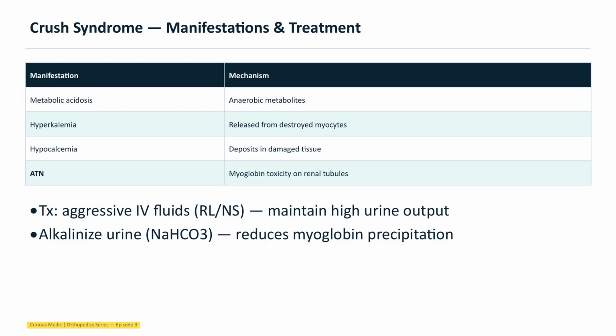The Gustilo-Anderson Classification tells you how dangerous the fracture is. The MES score tells you whether to salvage or amputate. The ATLS protocol tells you what to do and in what order when everything is wrong at once. Master these frameworks, and you will never be lost in a clinical viva or an exam.